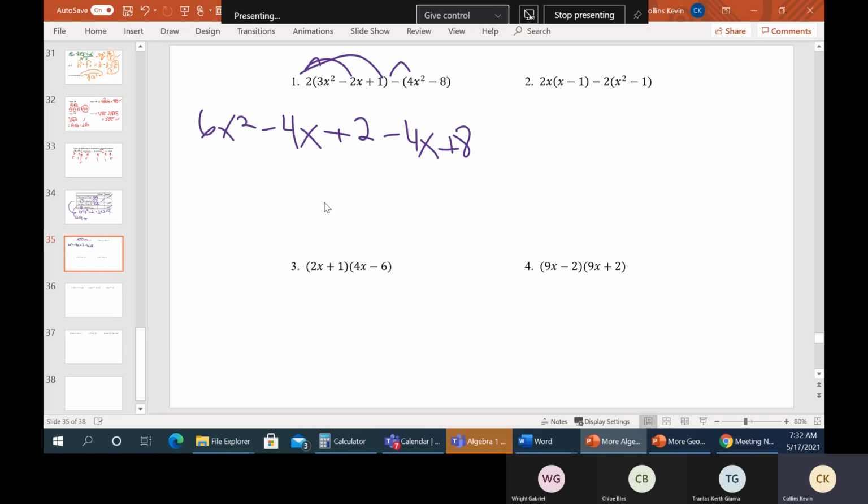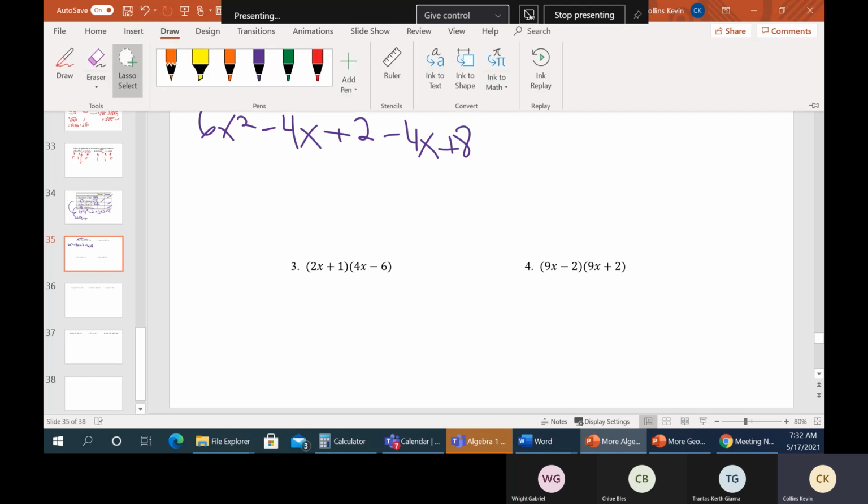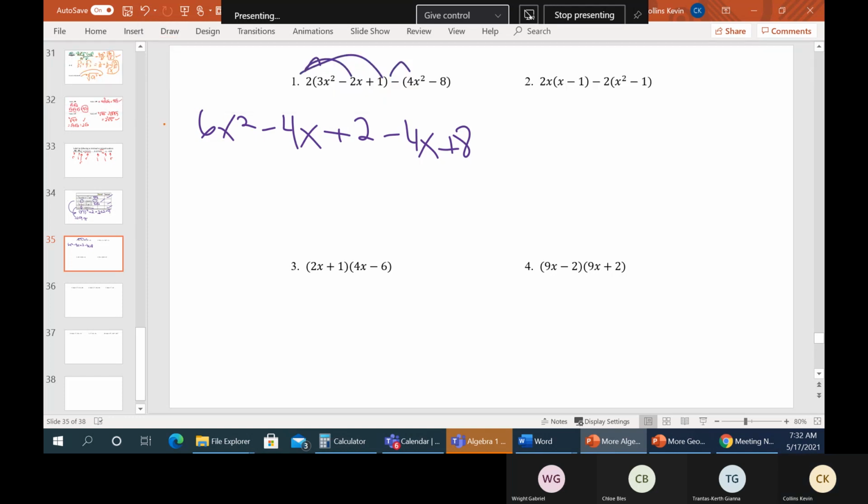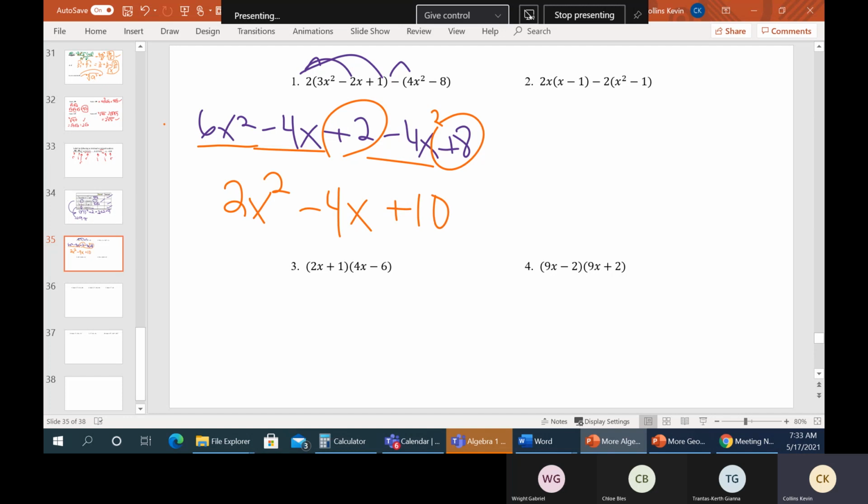All right, so then we just combine like terms, right? So let's go ahead and do that. I forgot the squared on this guy. All right, so we put these two together. So I've got 6 minus 4, that's going to be 2x squared. And then we've only got the minus 4, so we just bring him down. And then finally we've got just the 2 and the plus 8 is plus 10. So that's our guys. Cool. All right, go ahead and work on number 2 for a minute, and then we'll talk.